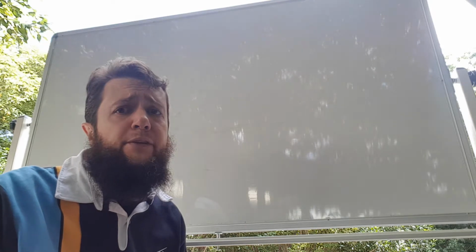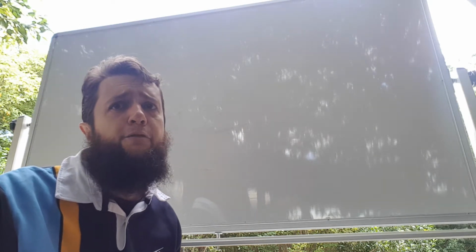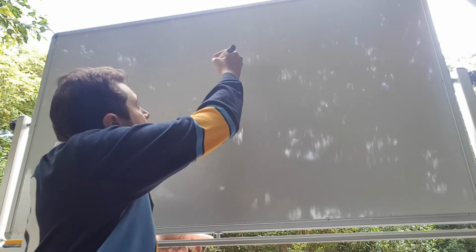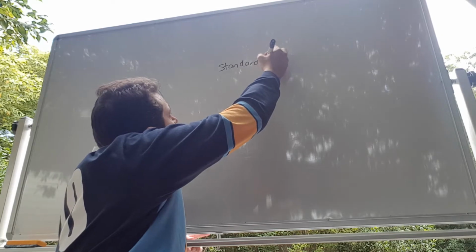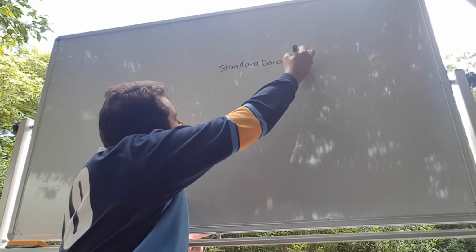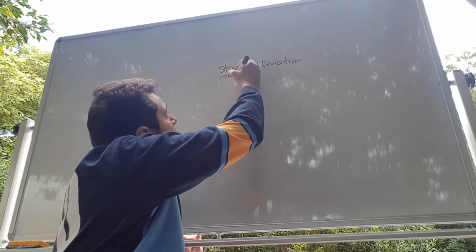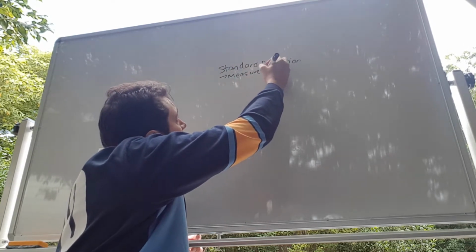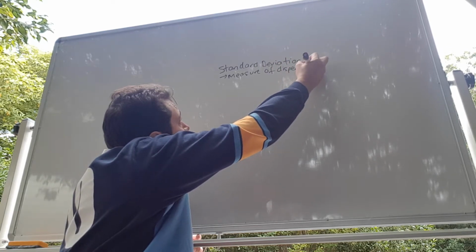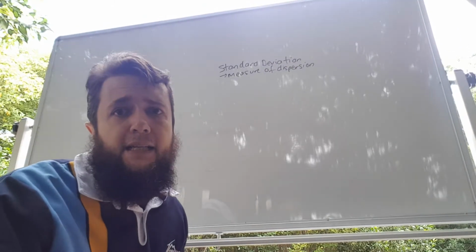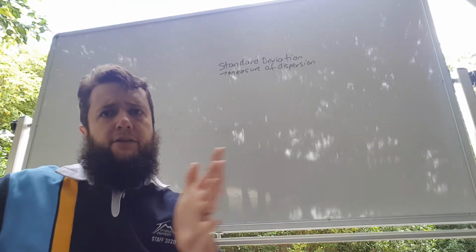Now, the technical definition you'll find in your text is that a standard deviation is a number that describes how far data deviates from the mean. Standard deviation. So it's a measure of dispersion. And as a measure of dispersion, it is trying to measure how spread out your data is, how varied it is.